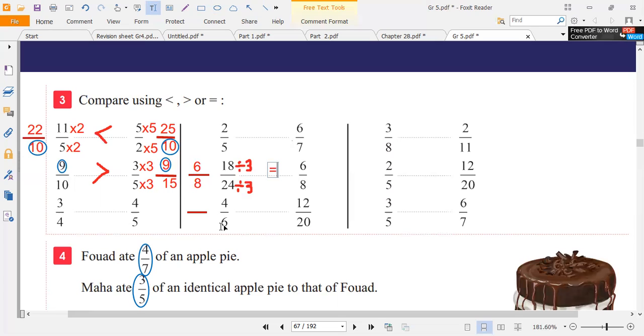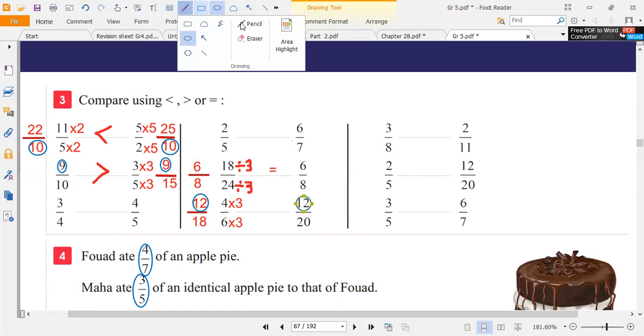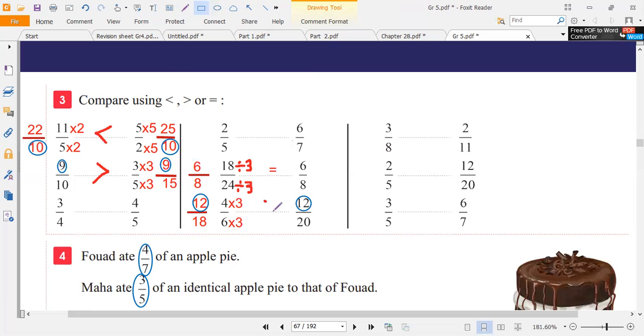Now we have 4 sixths and 12 twentieths. We can notice that 12 is a multiple of 4, so we can reduce these two fractions to the same numerator. 4 times 3, 12. 6 times 3, 18. So we get the same numerator. So which one is bigger? The fraction that has the smallest denominator. So 12/18 is greater than 12/20.